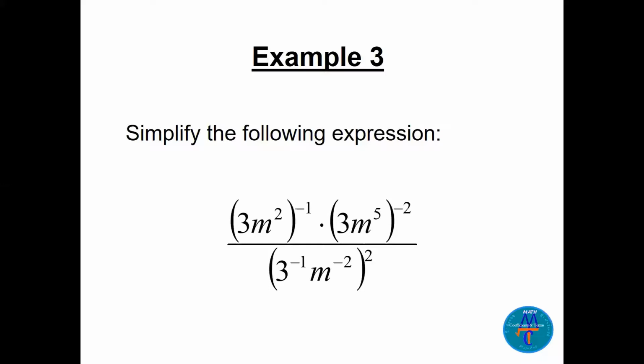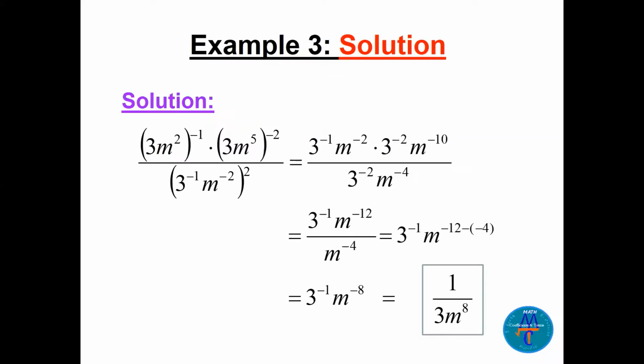Let's see. Okay, I think now you have tried. Let's see all together. 1 over 3m to the power 8. I think many of you got the correct answer. 1 over 3m to the power 8. Let's see the first one. Just distribute the power. You see the idea? Leave all the negatives, leave all the positive powers, just distribute.